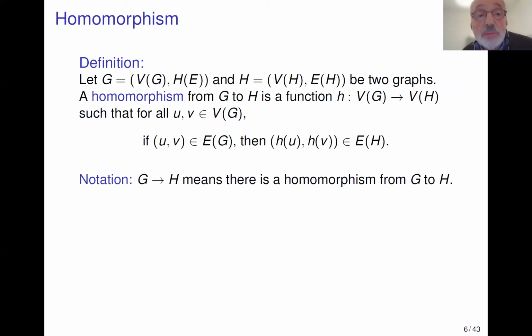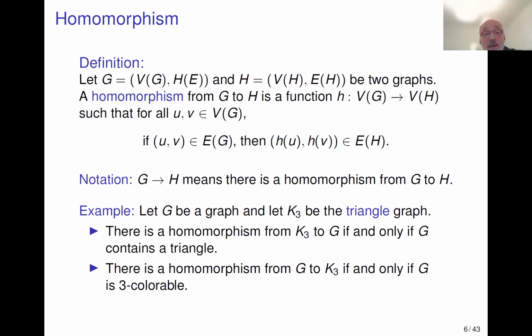In other words, the notion of homomorphism relaxes the notion of isomorphism in two ways. You drop the bijection, you only require a function, and then you relax the preservation of the edges to be only from left to right, not from right to left.